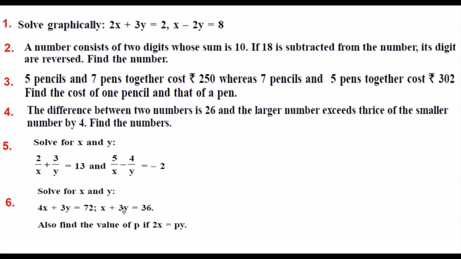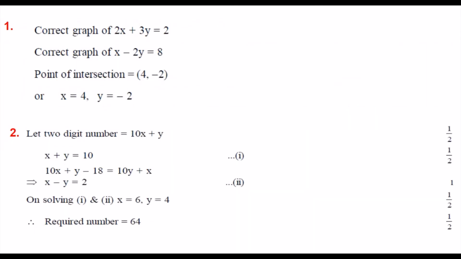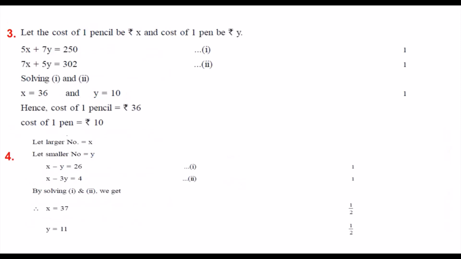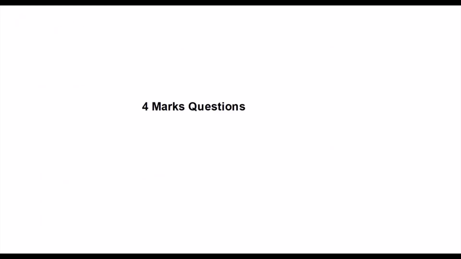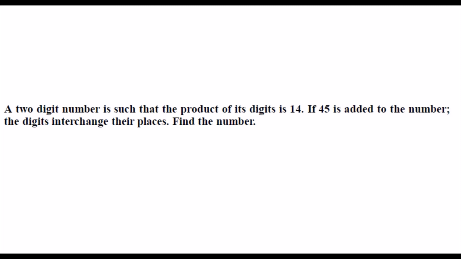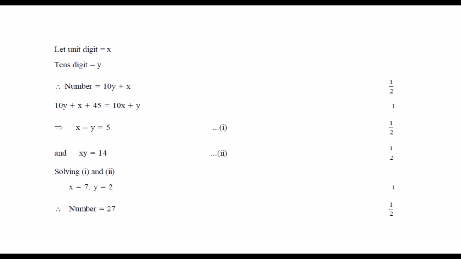Now let us look at the 3-mark questions. Here are the 3-mark questions. 1 is to find the solution graphically. 2, 3, 4 are word problems, all based on the textbook questions. 5 and 6 are to find the solution. Do verify your answers. Now there was a 4-mark question. That's also based on the textbook, a digit problem. Do it and verify your answer.